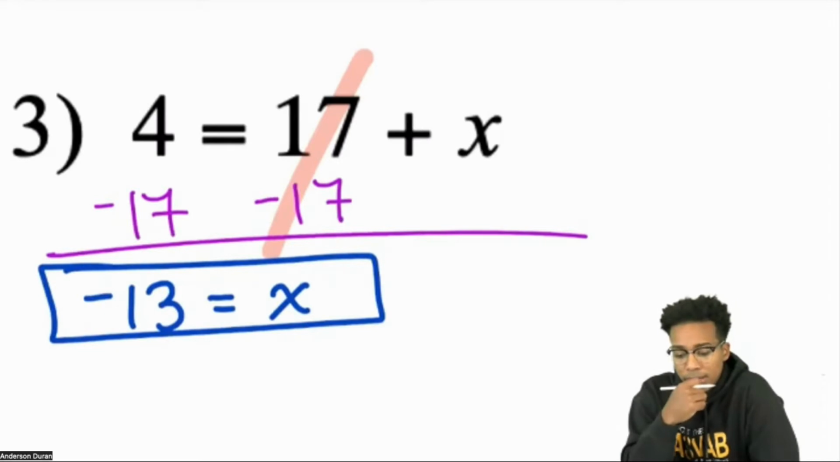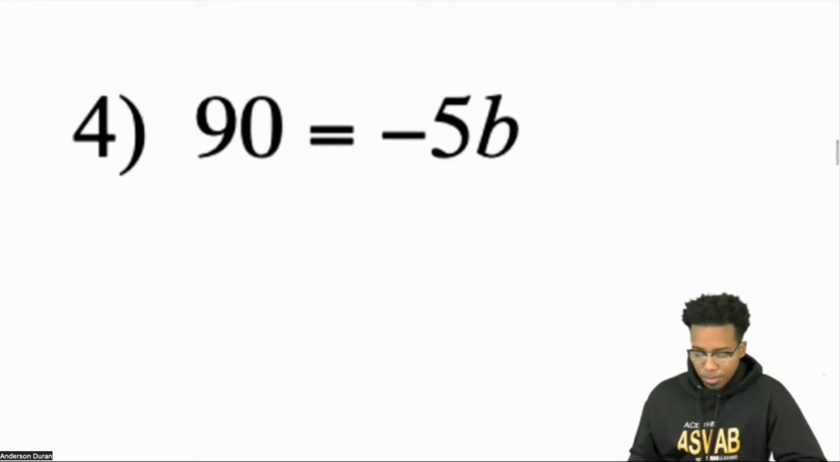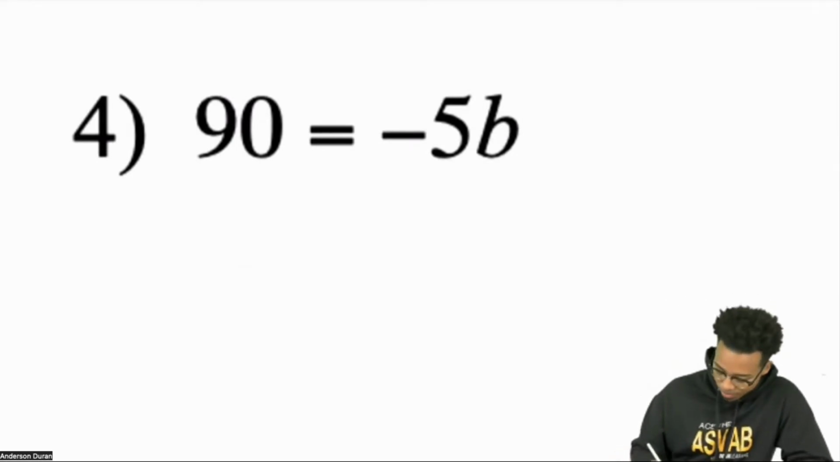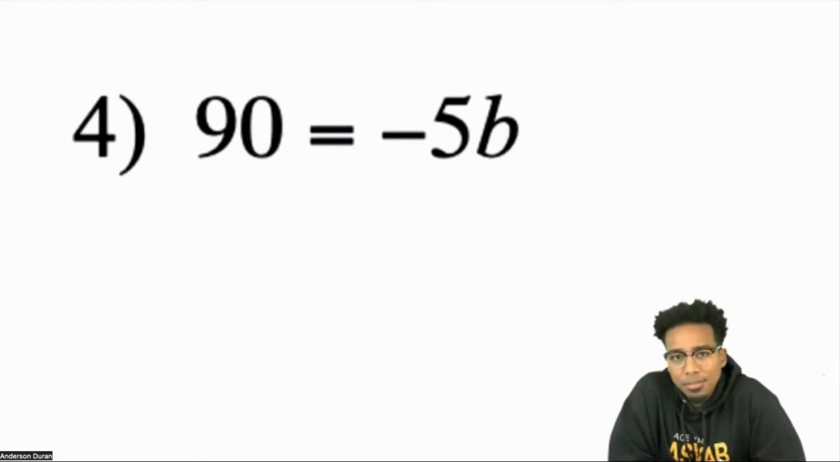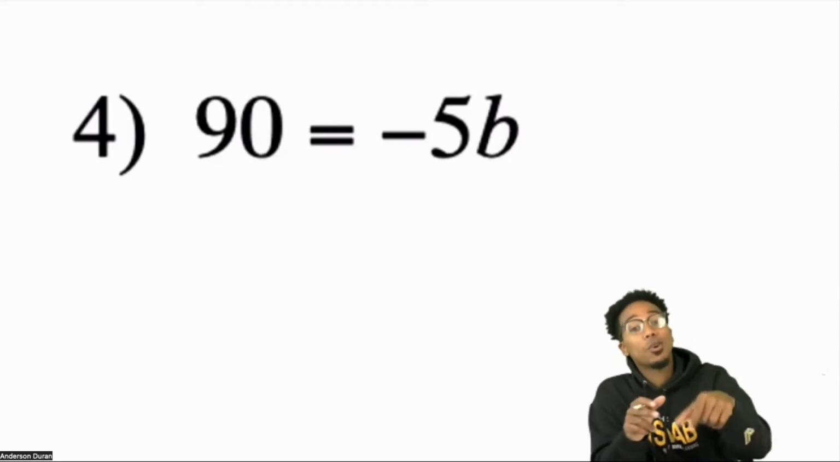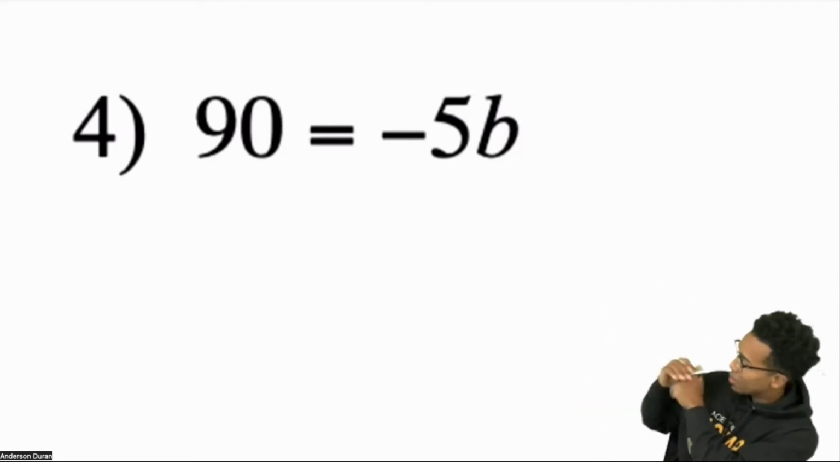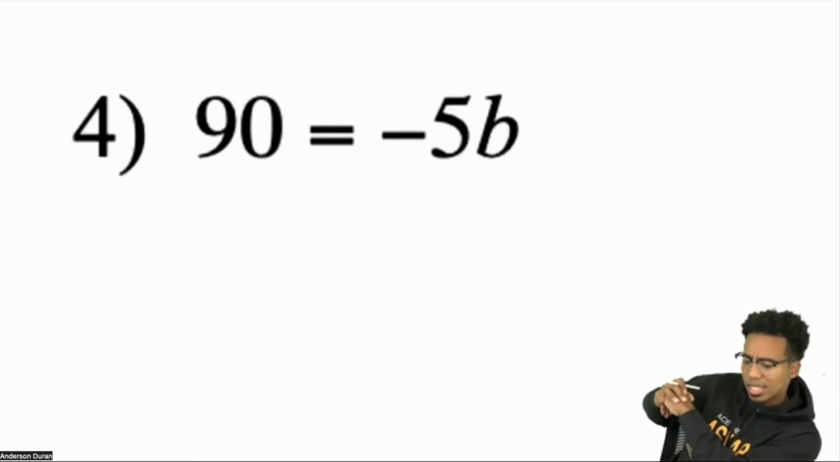-13 equals X. And so last one here for the one-steppers. It's going to pop in right over here. 90 equals -5 times B. And so everybody, are we subtracting 5 or is it something else with the B? What is currently going on? As you notice it, what's currently happening? Is that -5 being subtracted from the B, added, divided, multiplied? What is it? Right, it's currently being multiplied.